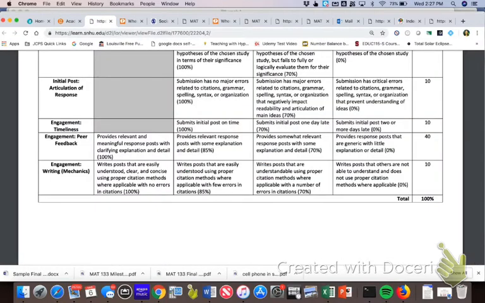Okay, and then finally, back to the rubric one more time. So the timeliness is pretty self-explanatory. You did it on time or you didn't. Engagement, peer feedback. So this is where we are making sure that we've provided the responses to peers that we are required to, and again, that those posts are relevant and meaningful, that you actually add something to it.